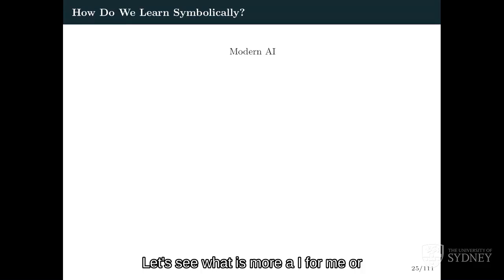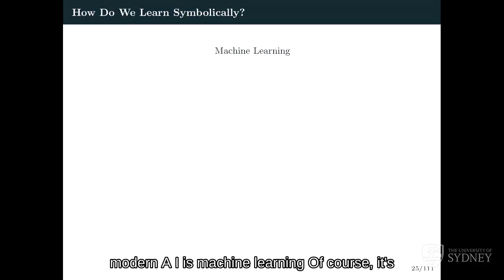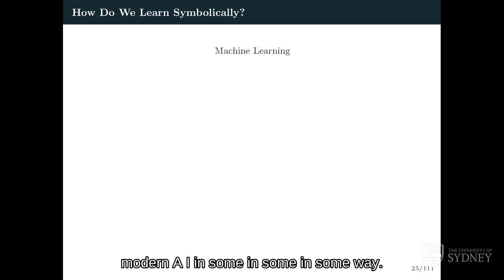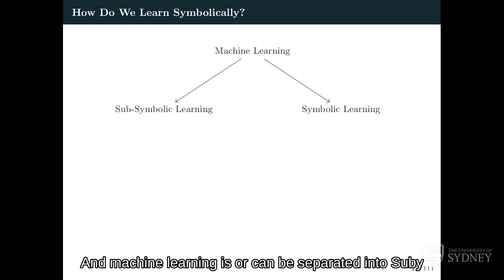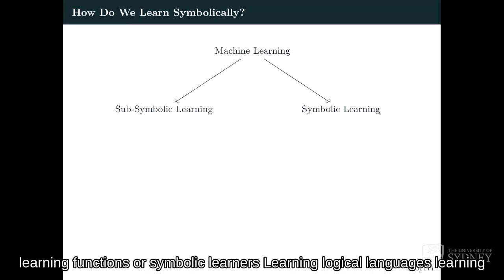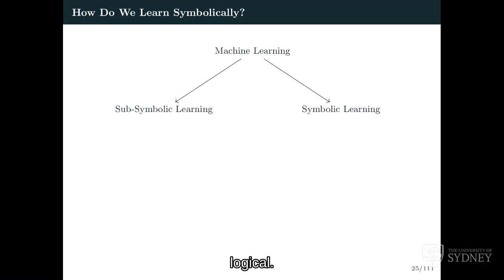Let's see what modern AI is for me. Well, modern AI is machine learning. Of course, it's not just machine learning, but machine learning is 90% of modern AI in some way. And machine learning can be separated into subsymbolic, neural networks, SVM machines, whatever else you fancy, about learning functions, or symbolic learning, learning logical languages, learning logical information.